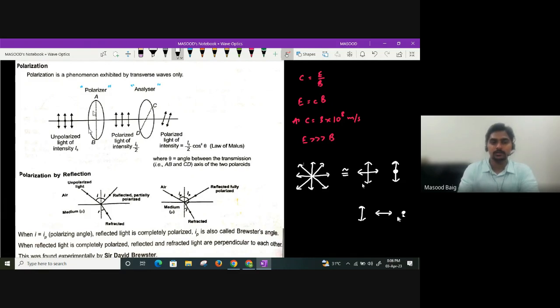So did you understand this? Did you understand the significance of transmission axis, guys? What will transmission axis do? It will allow those electric field vectors which are along the transmission axis. Similarly, it will reject those electric field vectors which are perpendicular to the transmission axis. I hope it is clear, all of you.